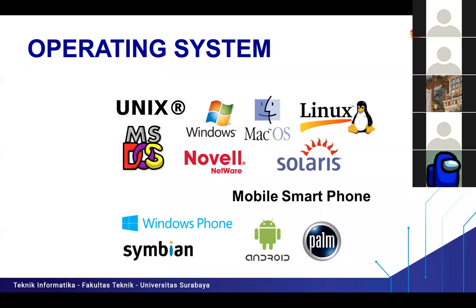Yeah, these are some operating systems. There are a lot of operating systems, like I was mentioning before. There is Unix, MS-DOS, Windows, Mac OS, Linux, Solaris, Novell, Windows Phone, Symbian, like Kathleen said before, and Android and Palm OS. So maybe you know about Windows and Windows Phone. No, Windows Phone is not popular, I think. The popular operating systems are Windows, Android, Mac OS, and Linux.